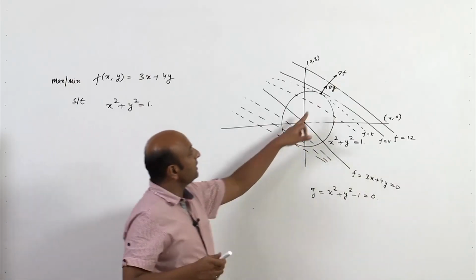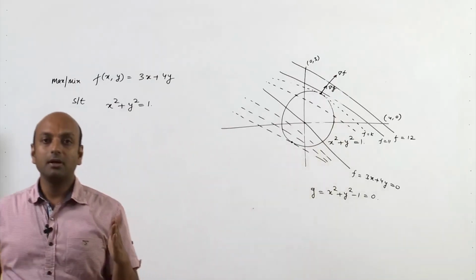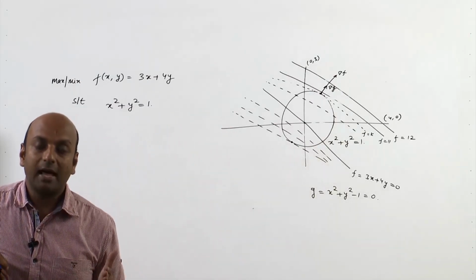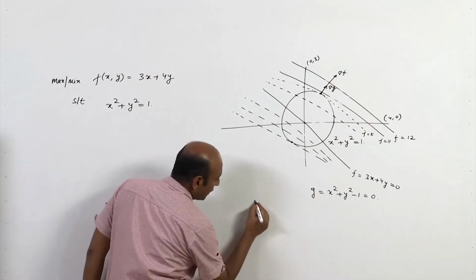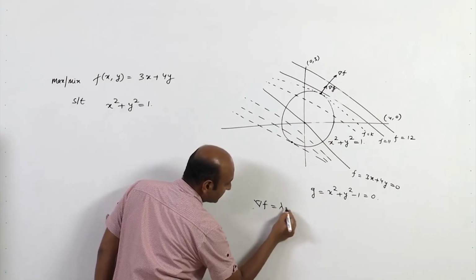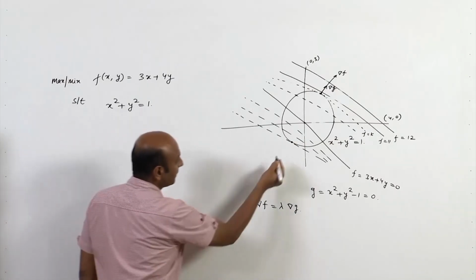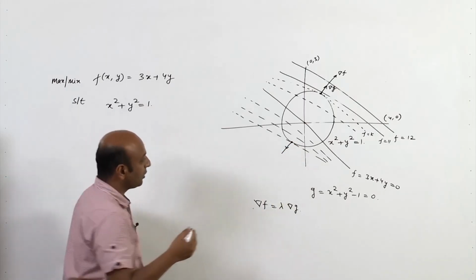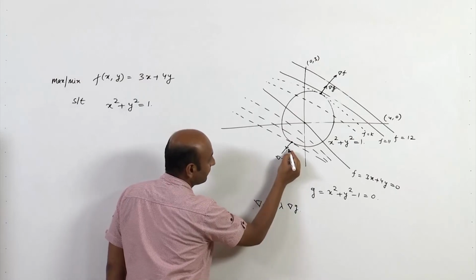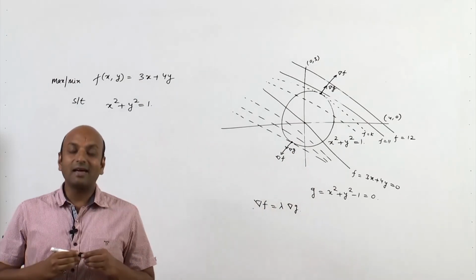Now, at this point gradient of g and gradient of f are the same, I mean the directions are the same. This means they are parallel, and parallel means gradient of f will be some lambda times gradient of g. Similarly, here gradient of f and gradient of g are parallel.